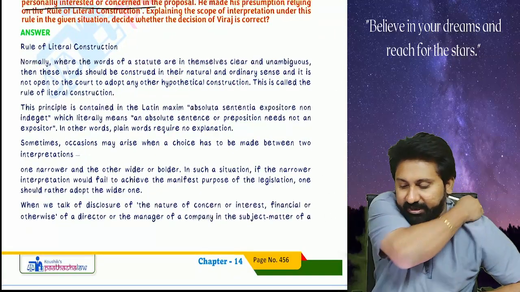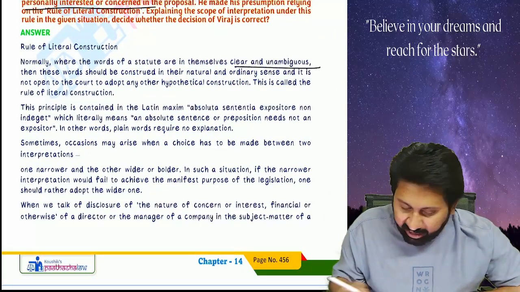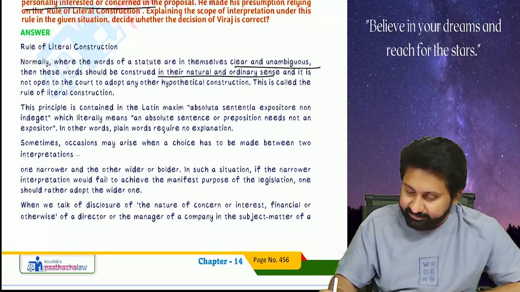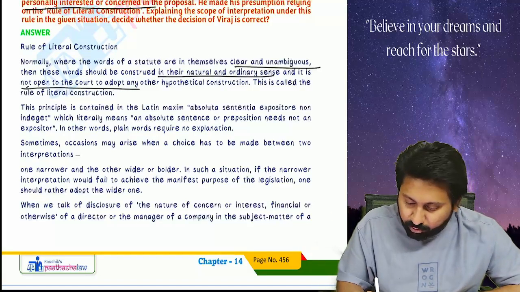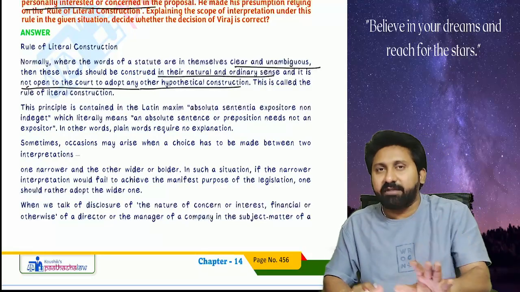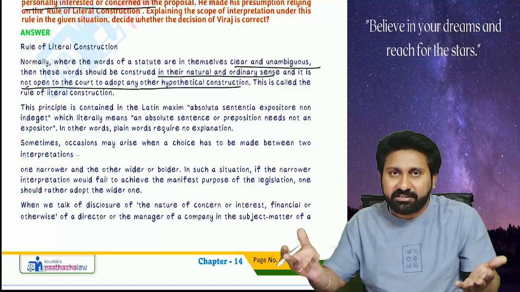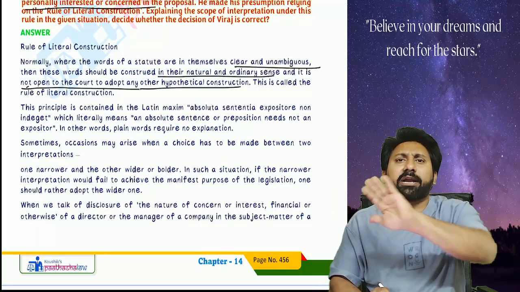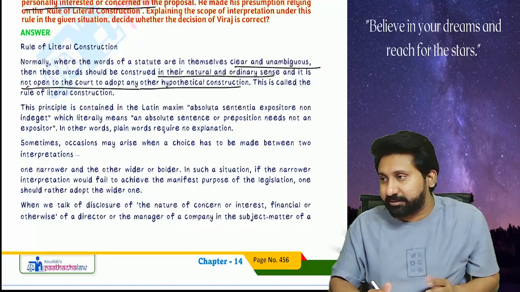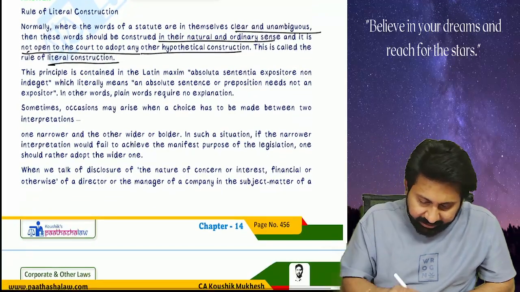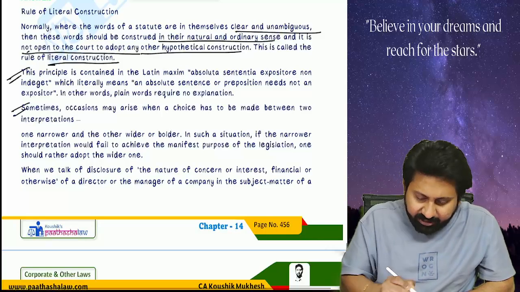Normally, where the words of the statute are clear and unambiguous, these words should be construed in their natural and ordinary sense, and it is not open to the court to adopt any other hypothetical construction. That is understandable. When the words of the law are clear and unambiguous, go by the natural meaning, and the court has no right to go for extreme interpretations. This is called literal construction.